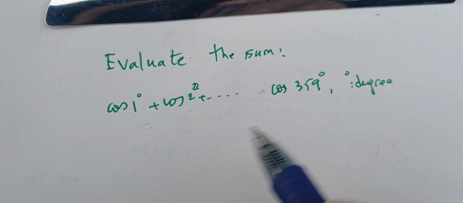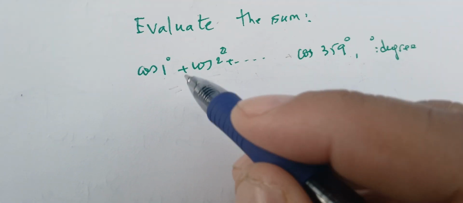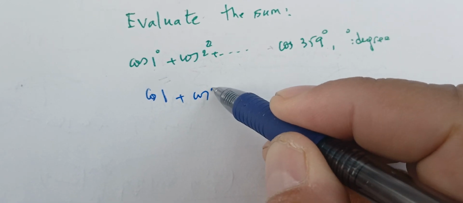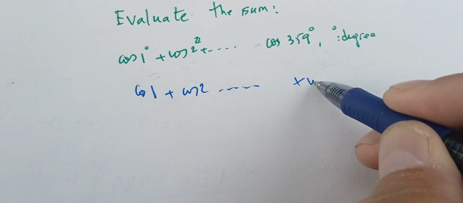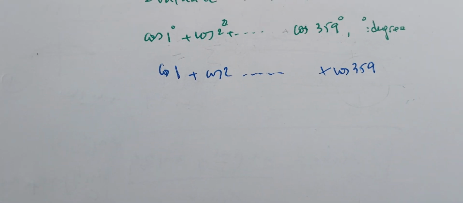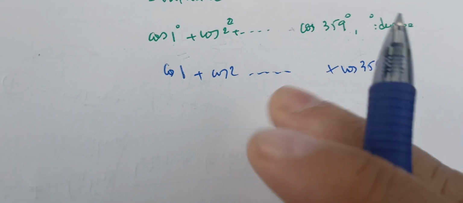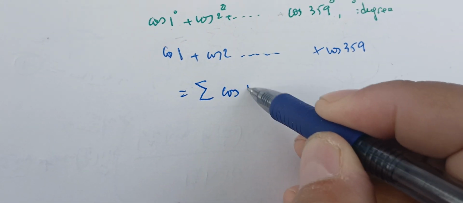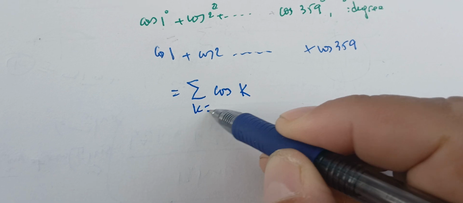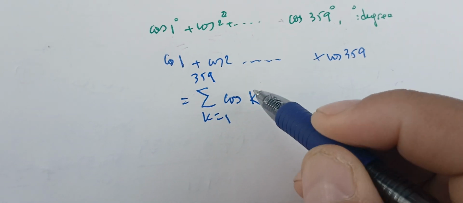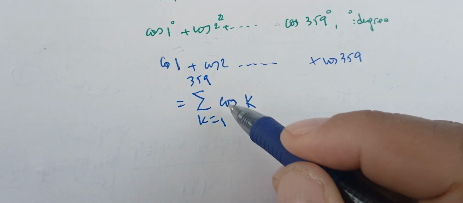We're going to drop the degree symbol, and in this video I mean that the angles are measured in degrees. So I'm not going to keep writing the degree symbol. Here I can write this sum in sigma notation as the sum of cosine k, going from 1 to 359.